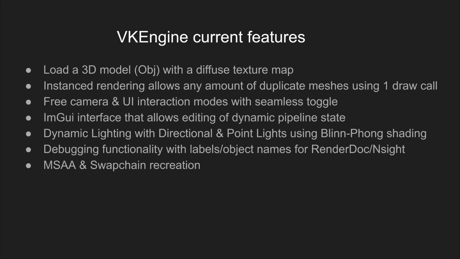So I wanted to list down everything I've currently implemented in VKEngine. So right now we can load a 3D model, an OBJ file with a diffuse texture map. We can do instance rendering, which allows any amount of duplicate meshes to be rendered using one draw call. We have a free camera and a UI interaction mode with seamless toggle. The ImGui interface allows editing of dynamic pipeline states.